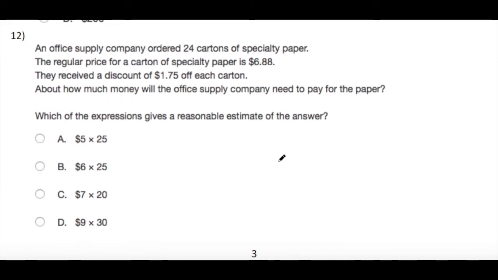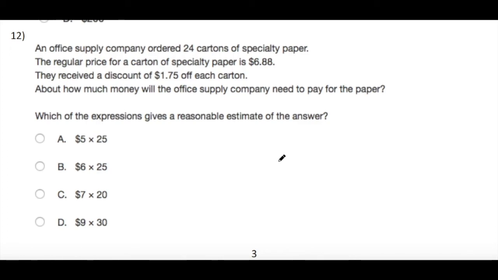An office supply company ordered 24 cartons of specialty paper. The regular price for a carton of specialty paper is $6.88. They received a discount of $1.75 off each carton. About how much money will the office supply company need to pay for the paper? Which of the expressions gives a reasonable estimate of the answer?